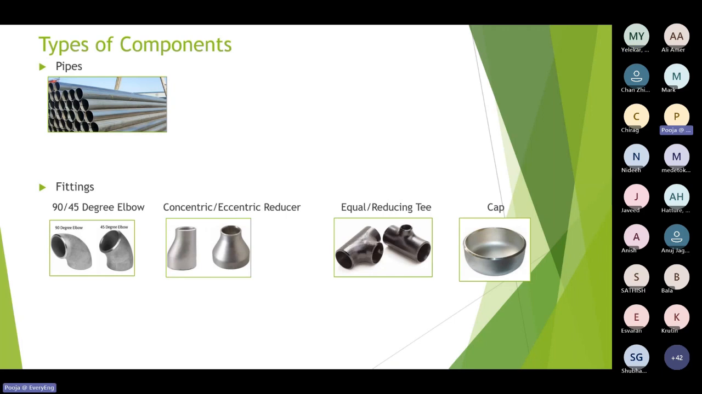So, type of components. As we know, the pipes are used to transport a fluid from one point to another point. Then we have some components called fittings, which are the 90-degree and 45-degree elbows. These are used to change the direction of the fluid by 90 or 45 degrees. Then we also have the concentric and eccentric reducers, if you want to reduce the size of the pipe.